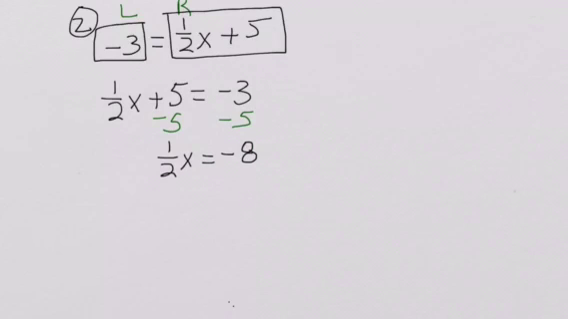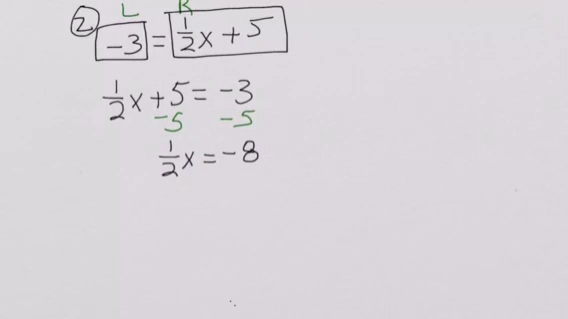Now, is the x term by itself? It's not. So we have to do opposite operation. What math operation is the 2 doing? It's dividing. What's the opposite of dividing by 2? We're going to multiply by 2. We're going to multiply the left side by 2, and we're going to multiply the right side by 2. That's going to cancel that out. So x is going to equal negative 16.